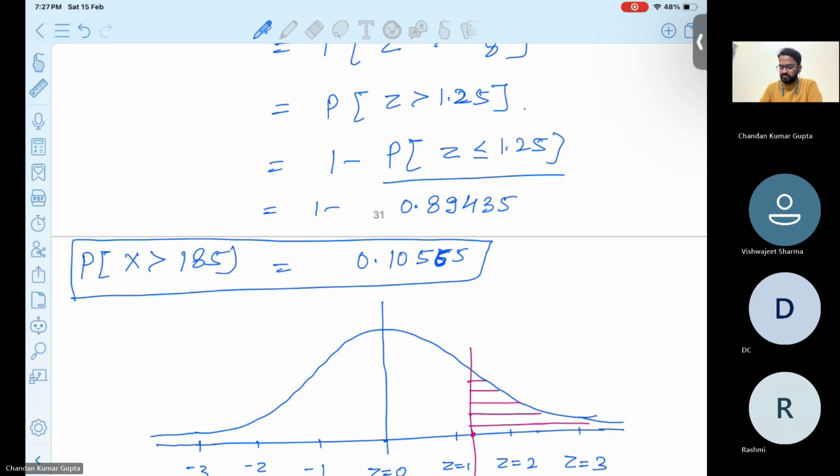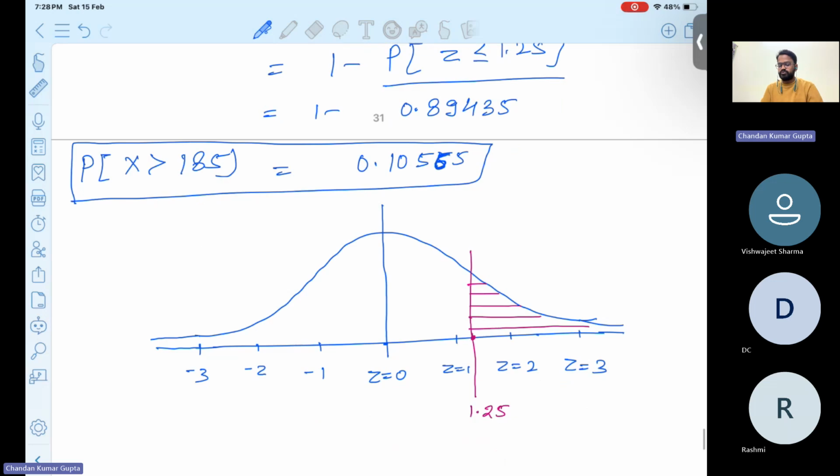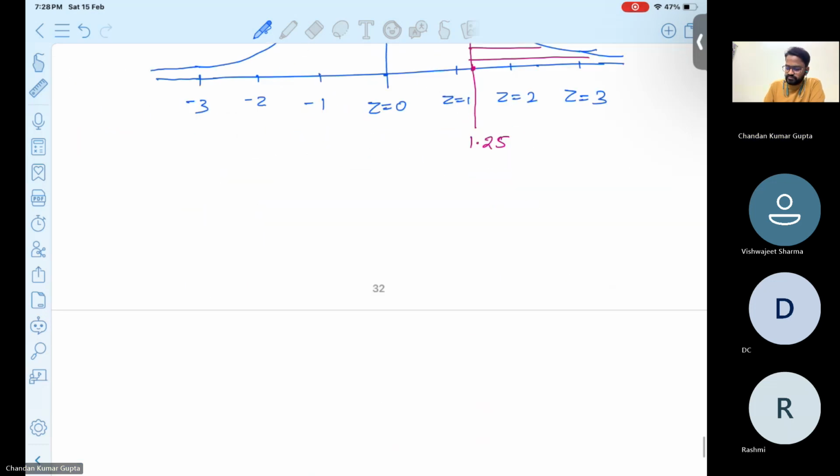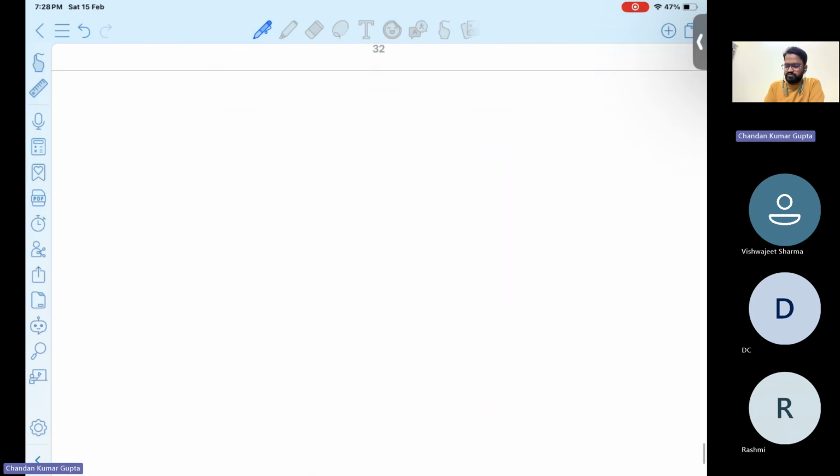Okay. Is it clear how to read the table and how to draw the curve? Because every time we are dealing with a normal distribution related problem, this curve should be drawn, so that we have a better insight into how to solve the question. We also have one property of the normal distribution. I'll discuss that, but let me first write the second question.